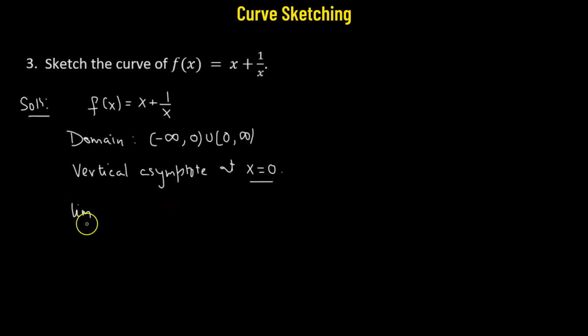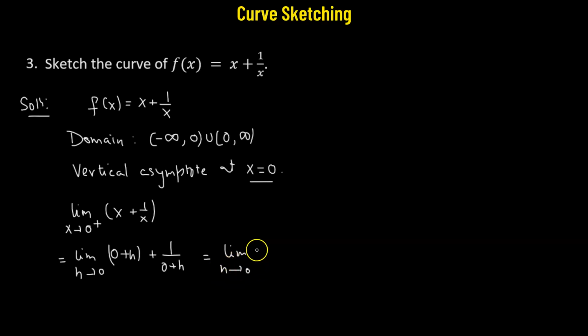So we have the limit as x approaches 0 from the positive side. We have to find the limit of x plus 1 over x. This will be equal to the limit as h approaches 0, where in place of x we have 0 plus h, so h plus 1 over 0 plus h. This gives us simply the limit as h approaches 0 of h plus 1 over h, which will be equal to infinity. We'll have a positive infinity.